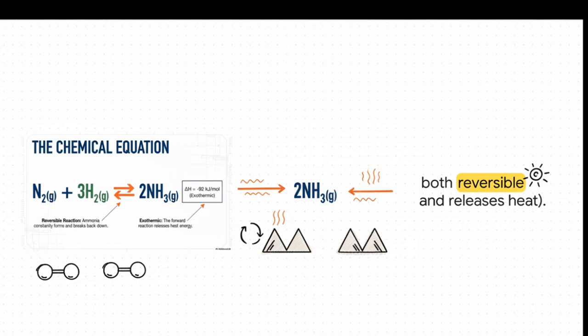Simple enough. But look at those arrows in the middle. See how they point both ways? That's super important. It means the reaction is reversible. The ammonia can actually break back down into nitrogen and hydrogen. And the other big thing, it's exothermic. All that means is when you make ammonia, it gives off heat. So remember those 2 things. It's reversible and it releases heat. They are the key to this whole puzzle.